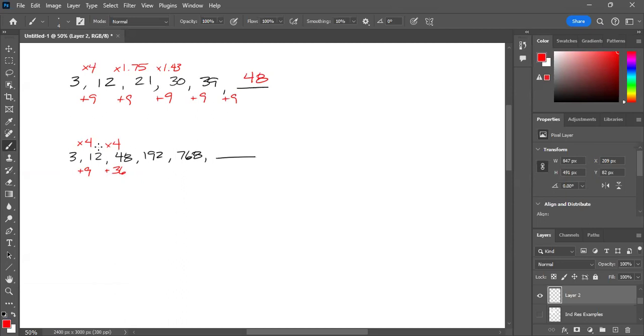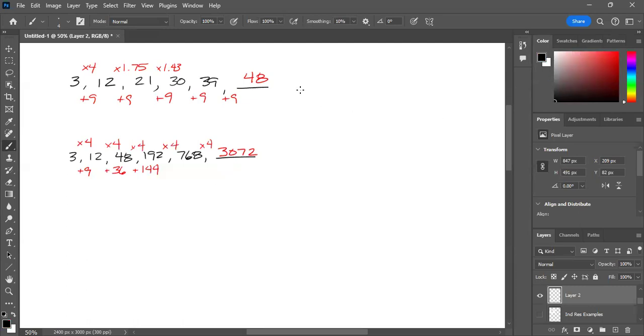Now 48 to 192: let's just take that 192 divided by 48, gives me 4, as one might expect. And I would have to add 144 to get there. I'm going to abandon the addition. 768 divided by 192 is 4, as you expected. So let's go ahead and multiply by 4, because that was the same for every step. So 768 times 4 will give me 3072.